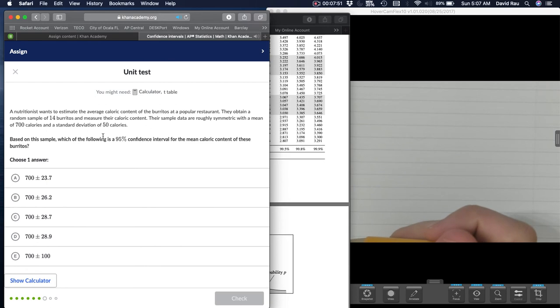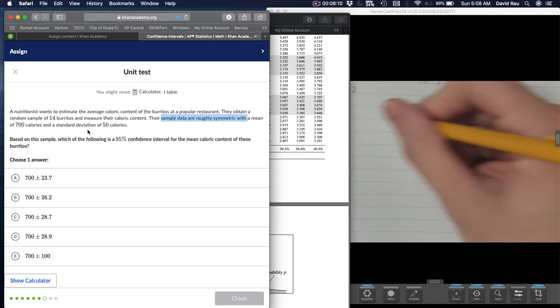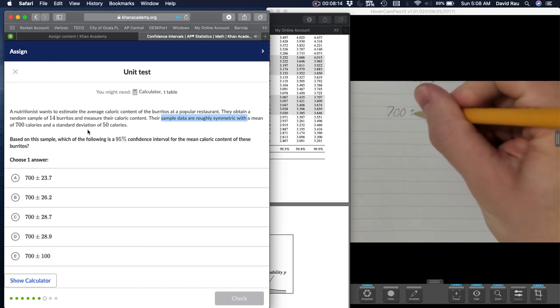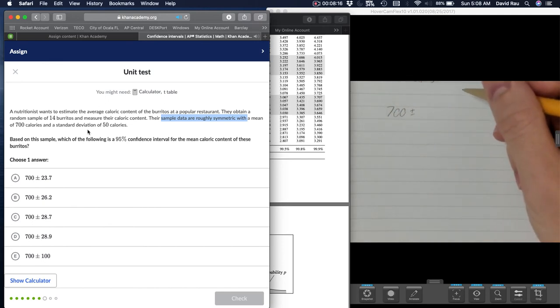So their data is symmetric with a mean of 700 and a standard deviation of 50. Again, notice what they say there. It's because they sampled a sample size of less than 30, so they have to make sure that this condition is met, that it's roughly symmetric. It's what failed in the last question. So anyways, a mean confidence interval is just given by your sample mean plus or minus your critical t-value.